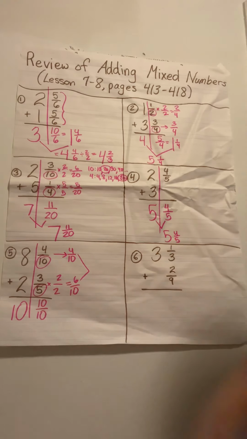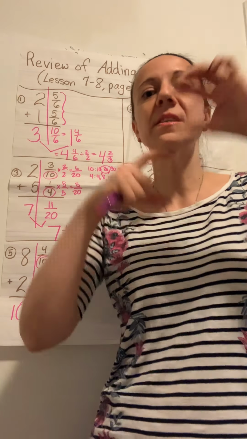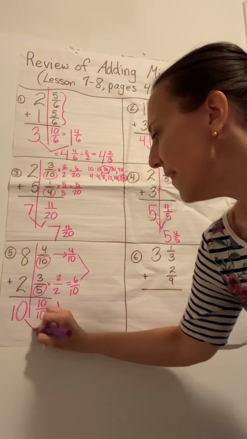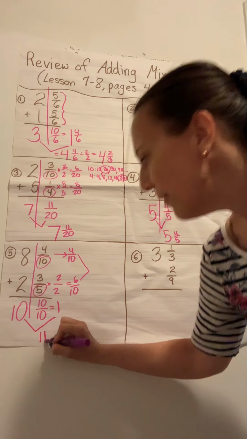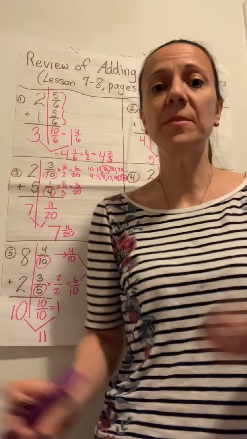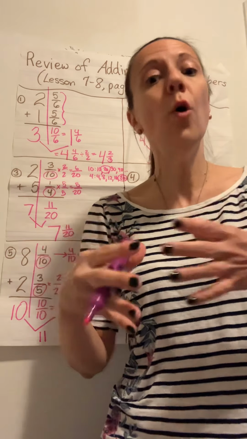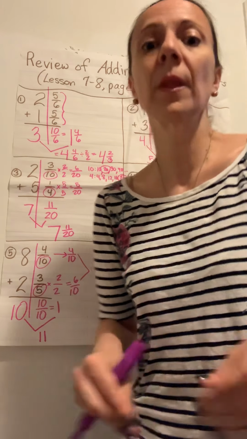If I have 10 out of 10, we should know by now, numerator and denominator the same means it's equivalent to 1. So I'm going to change this into 1, and that means I have 10 wholes over here plus 1 more whole over here. My final answer is just 11. Sometimes it works out that way, that your final answer when you're adding mixed numbers is a whole number, not a mixed number. It just depends on how those fractions come together.